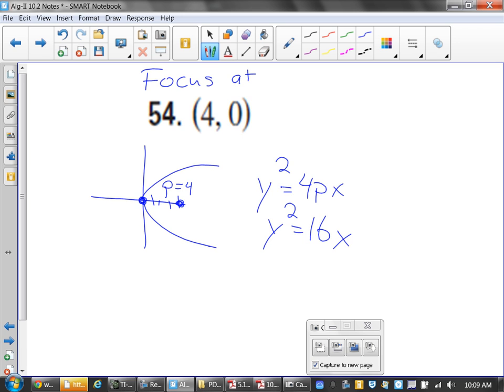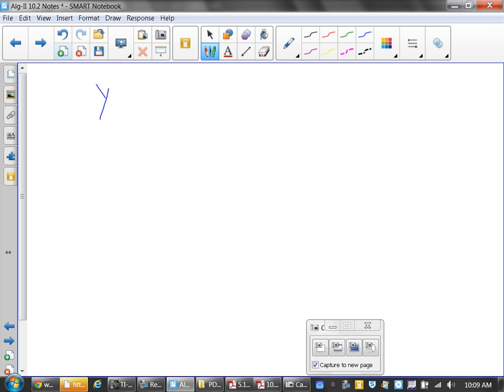If I was given this equation, y squared equals 16x, I know that it's a y squared parabola. So what I do then is y squared equals 4px, and then I set that equal to 4p, and I do what we were doing earlier. Does that make sense? Let me give you a few of these to try for tonight.